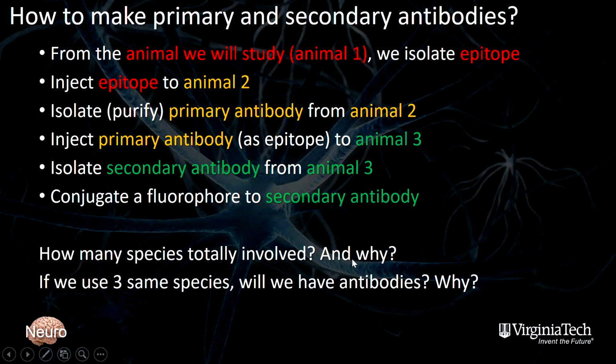Now, why do we have to use 3 different species? Because if you inject the same protein into the same species of animal, you are not going to have a very strong immune response, and you are not going to get that much antibody. Is that right? And then if you do have to use 3 same species, will you have antibody? The answer is yes, but a very limited amount of antibody.